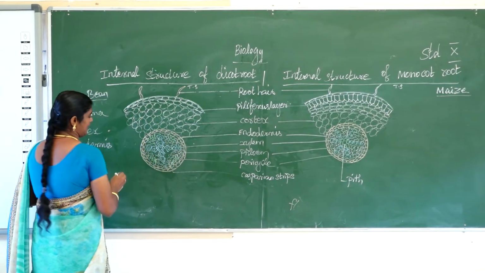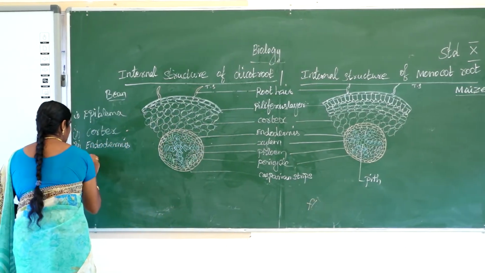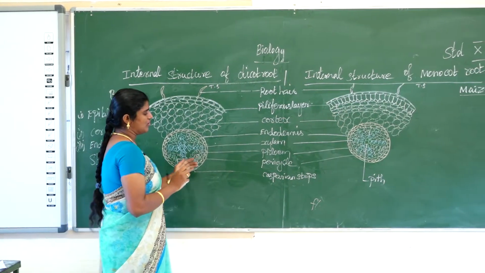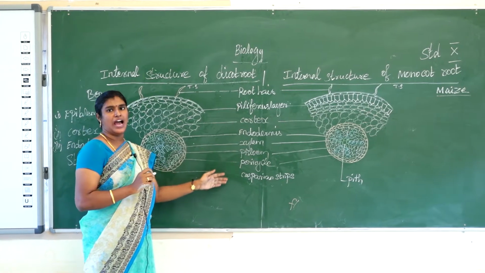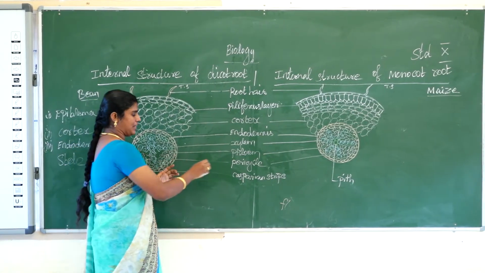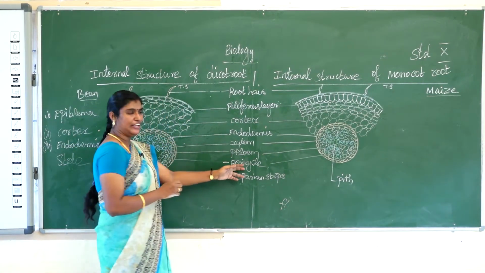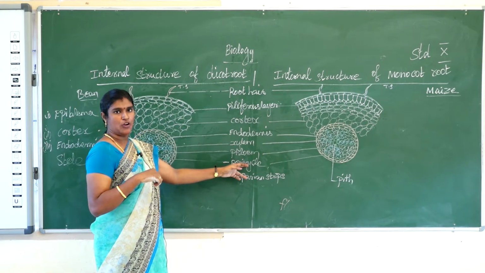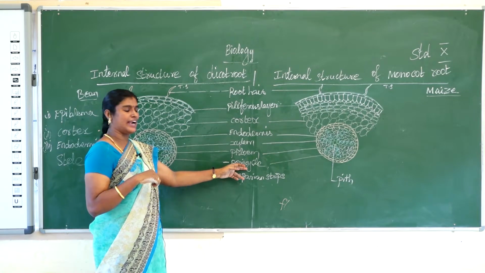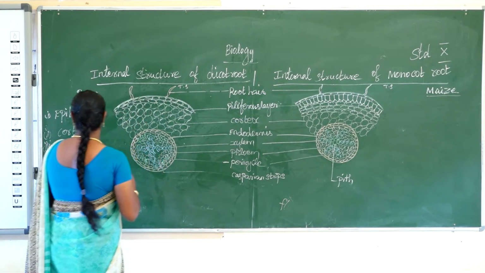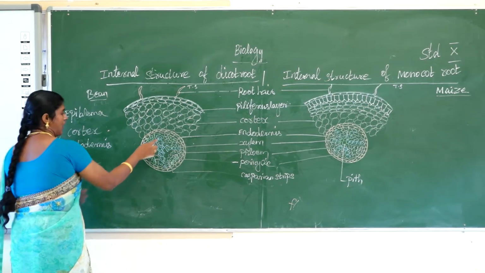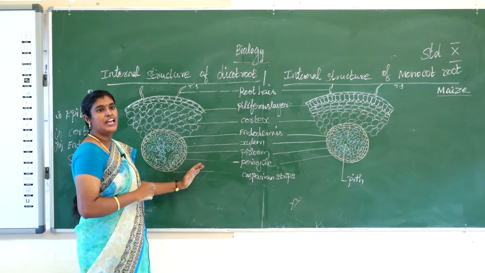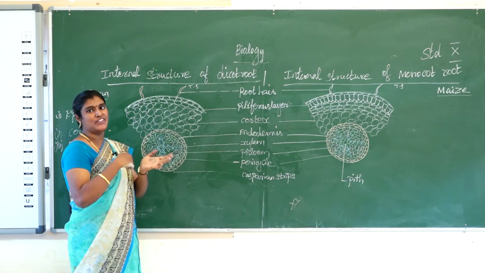The next part is the stele. Stele consists of the pericycle and vascular bundles. What is the use of the pericycle? The lateral roots originate from the pericycle. It is a single layer of parenchymatous cells. Another important point, the vascular bundle. In dicot, the vascular bundle is arranged in a radial shape. What is radial? Radial means alternating with each other.